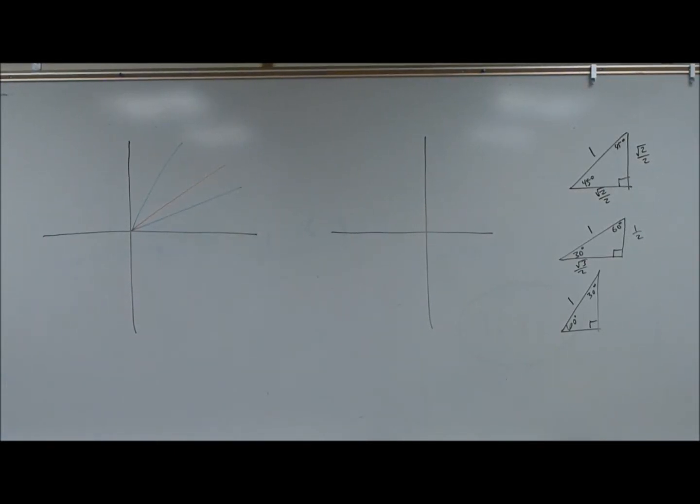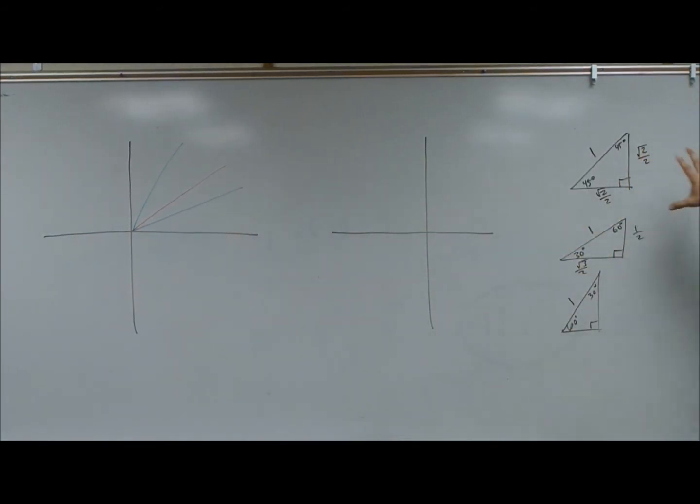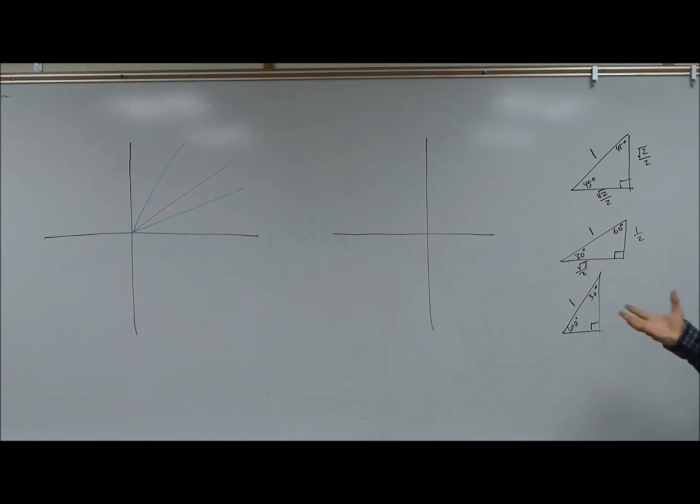Okay, so we have these triangles. 45, 45, 90; 30, 60, 90; 60, 30, 90. These two are the same. They're just kind of turned, that's all. But turning them will kind of help you when doing this.